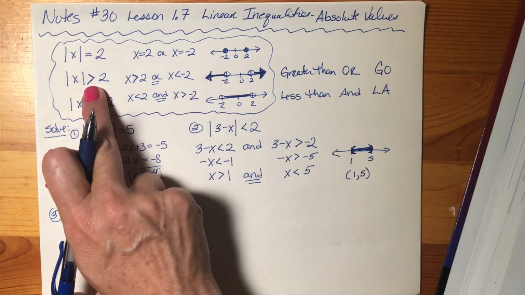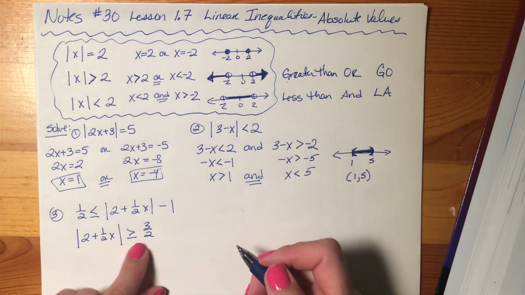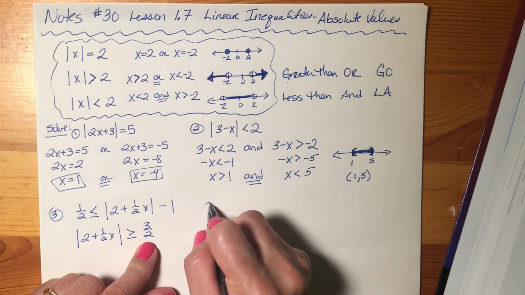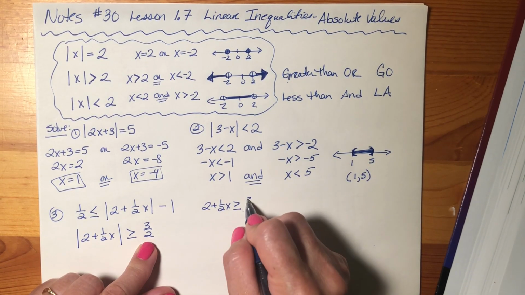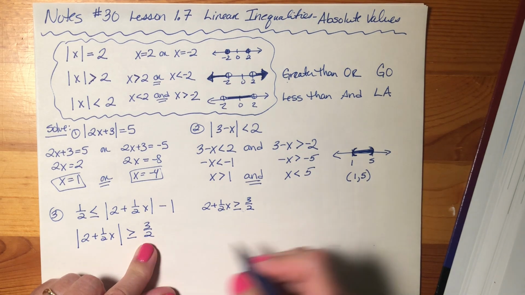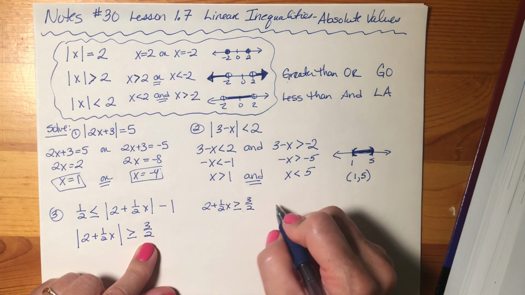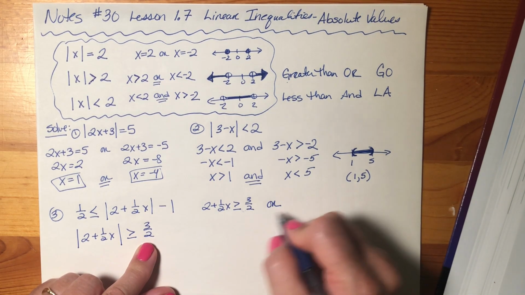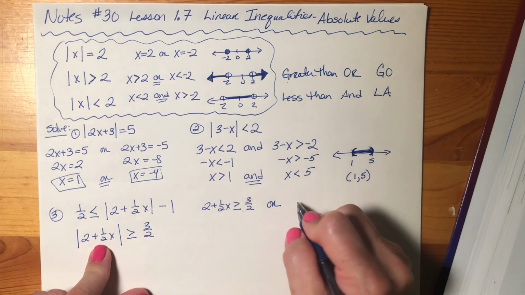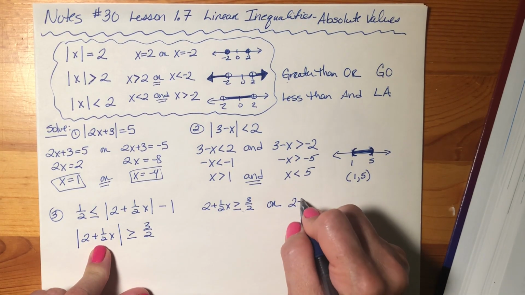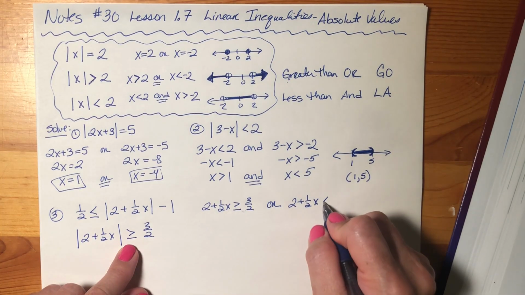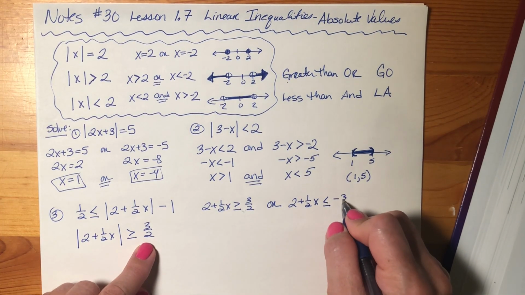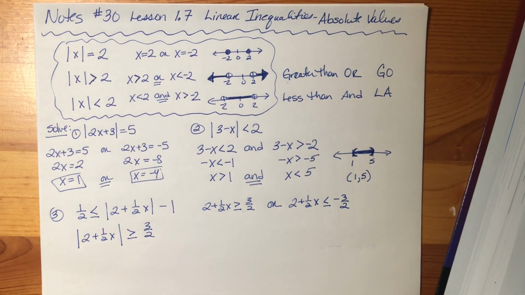Great. Okay. So now it's a greater than. I look at my models up here. Greater than is an or, so it's a go question. So I'm going to say 2 plus 1/2 x is greater than or equal to 3/2. I write it exactly the same way, drop the absolute value symbols, and I use the word or in between. I'm going to write inside the absolute value symbols exactly the same. I'm going to change the direction of the inequality, and I'm going to change the sign. Okay? Hardest part of the problem is finished.